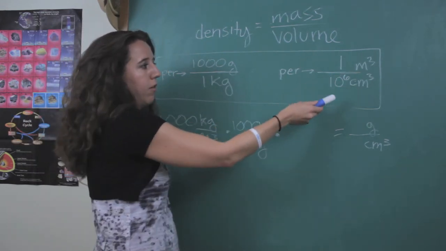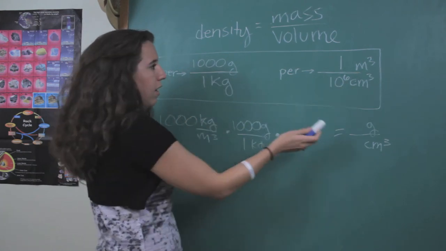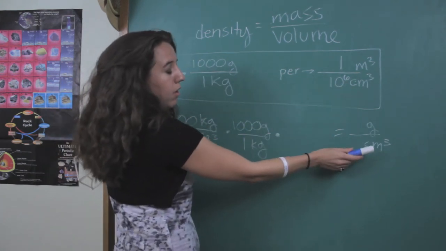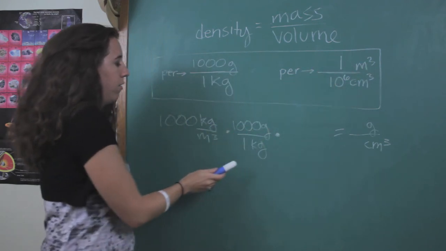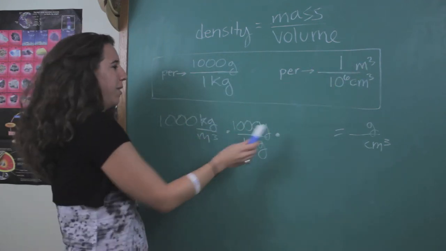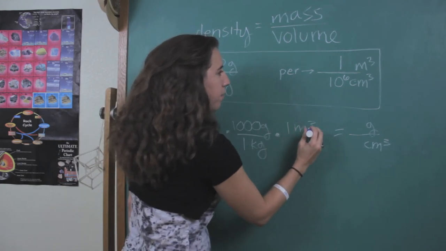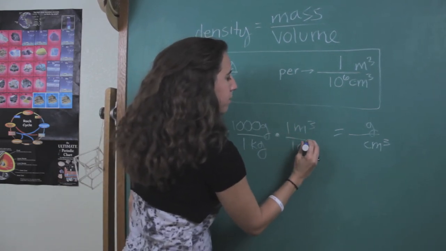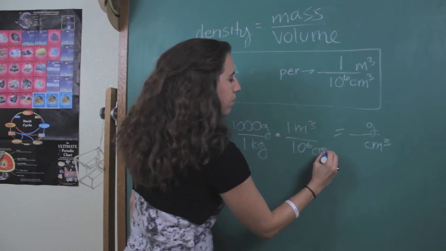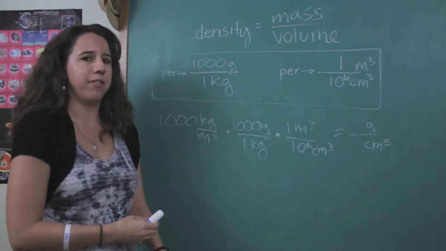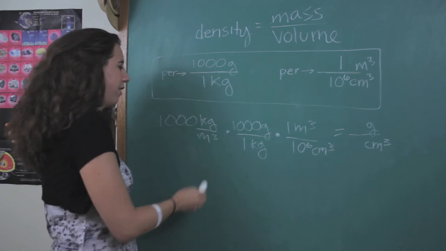Now I'm going to convert my meters to cubic centimeters. So same deal here. I want my centimeters cubed to be on the bottom and my meters cubed to be on the top so that they cancel. Awesome. And now it's just a big party of crossing things out.